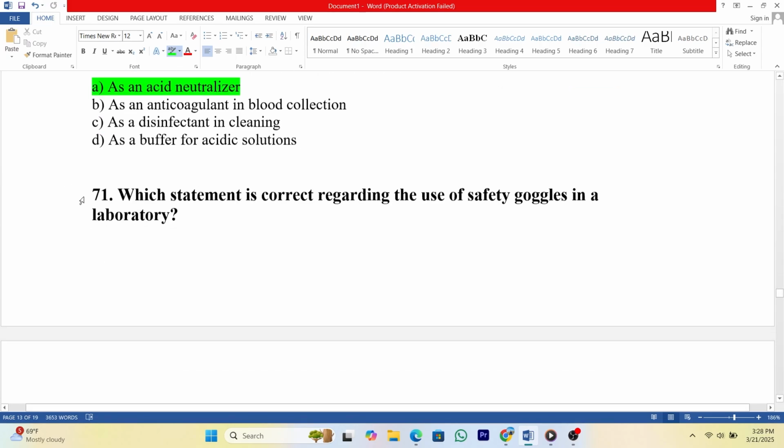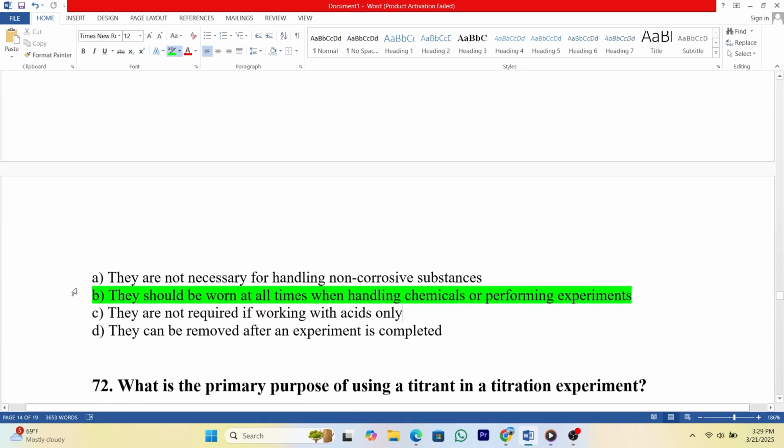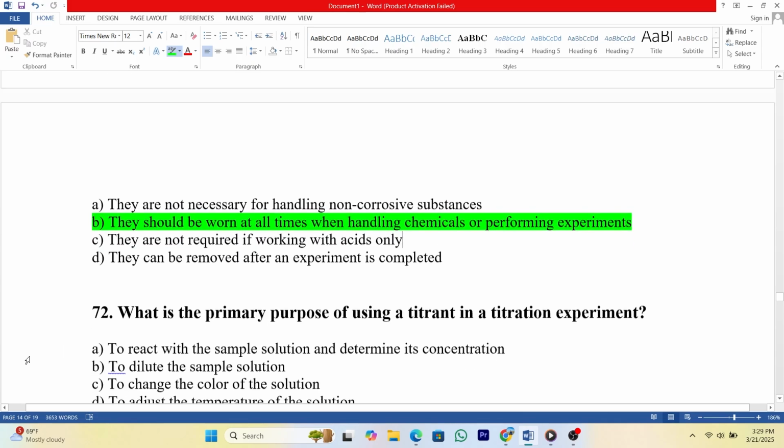71. Which statement is correct regarding the use of safety goggles in a laboratory? A. They are not necessary for handling non-corrosive substances. B. They should be worn at all times when handling chemicals or performing experiments. C. They are not required if working with acids only. D. They can be removed after an experiment is completed. Answer: B. They should be worn at all times when handling chemicals or performing experiments.